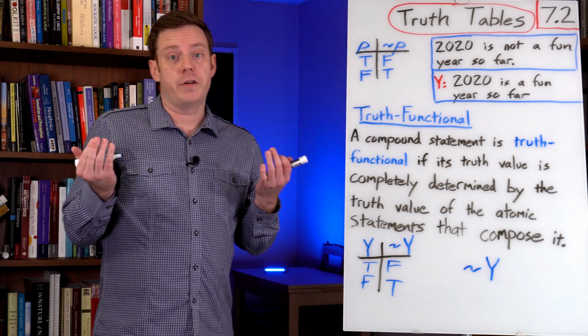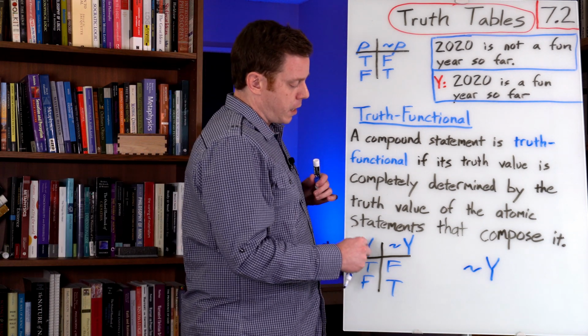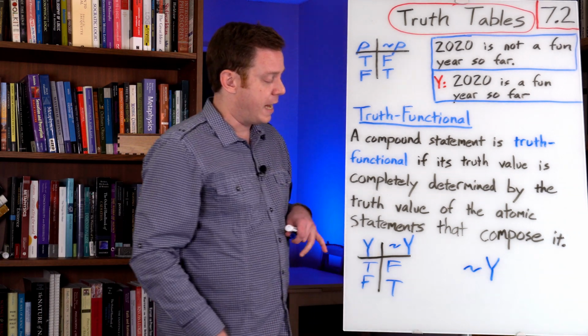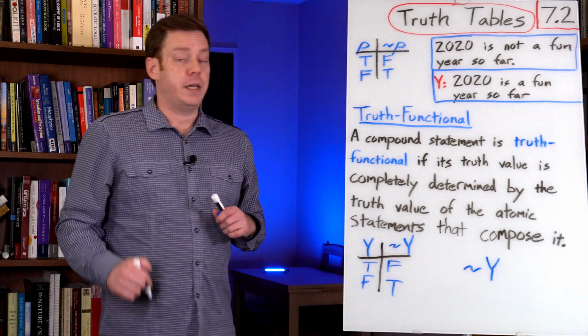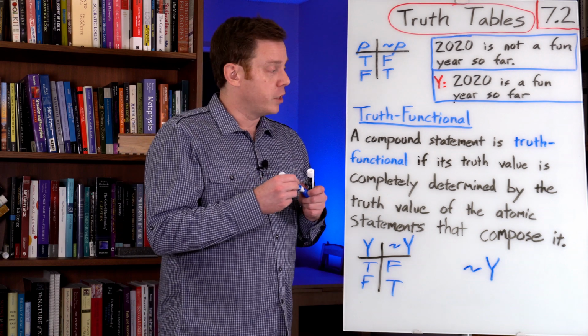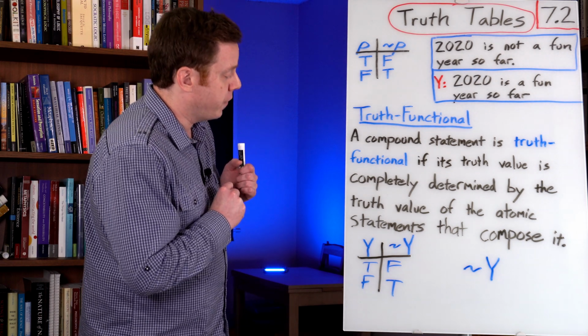And that gives us every possible truth value that not Y could have. There is no other factor other than the truth value of Y. There's no other factor to whether or not not Y is true or false. So we say that it's truth functional.